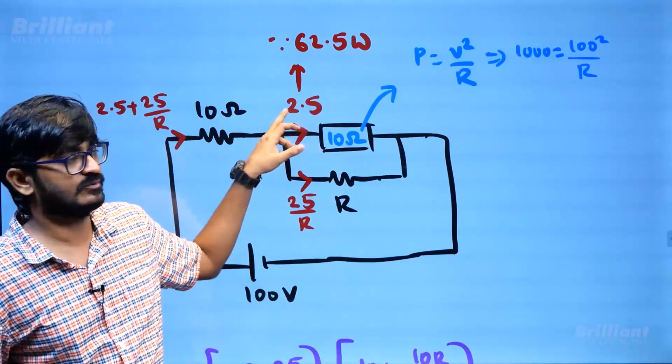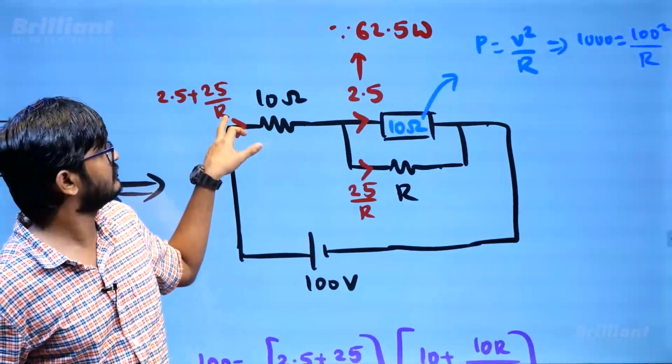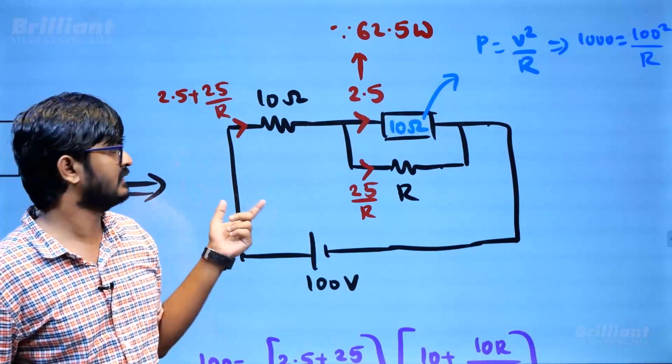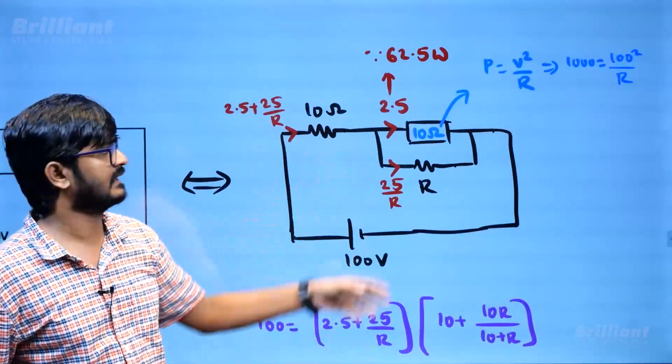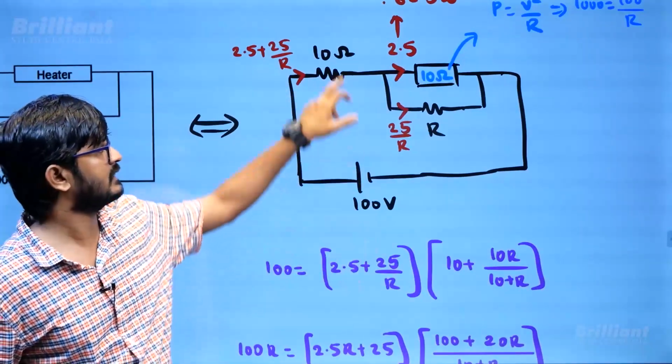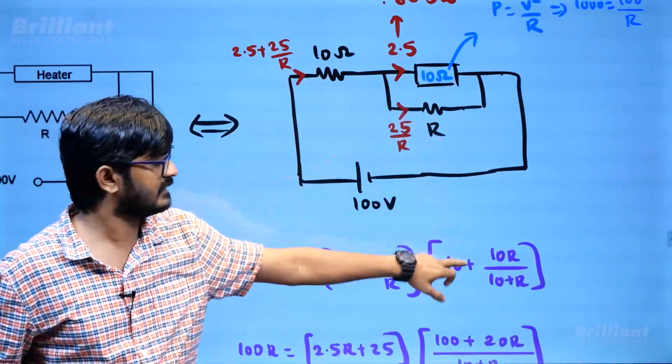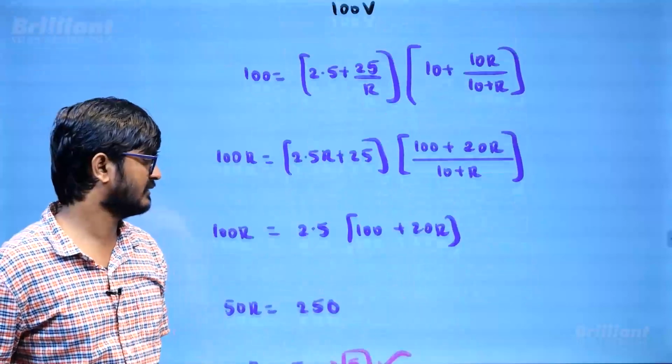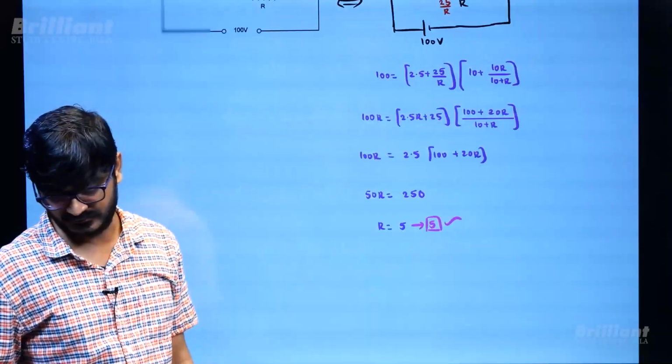Now if the current is 2.5, 25 by R, then this current is going to be 2.5 plus 25 by R. Now I use V equals to IR, where R is the equivalent of this thing. So V equals to I into R. R is 10 plus 10R by 10 plus R, right? So from there when I solve, I will be getting the required answer as 5.